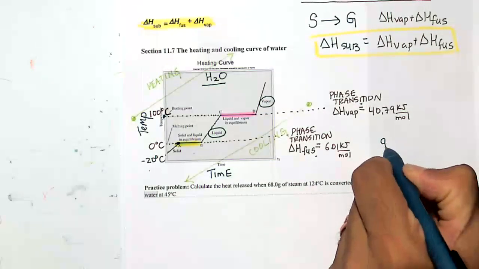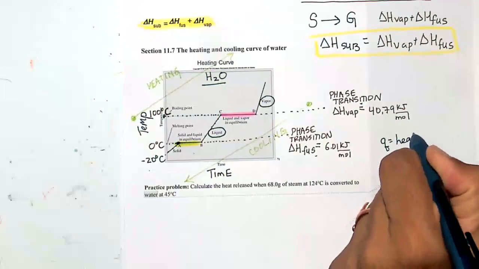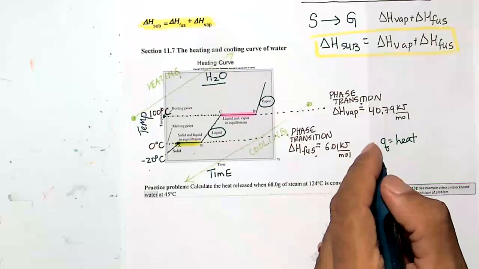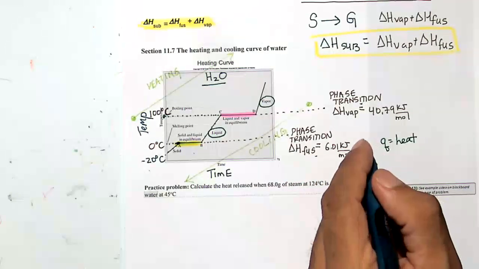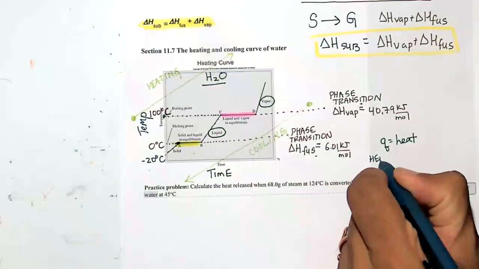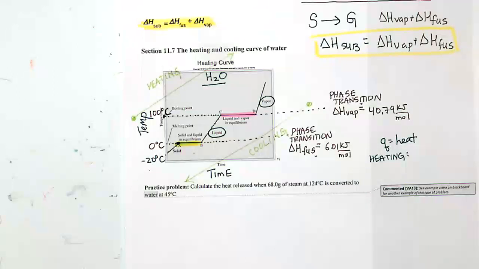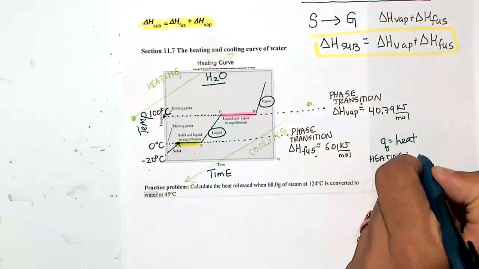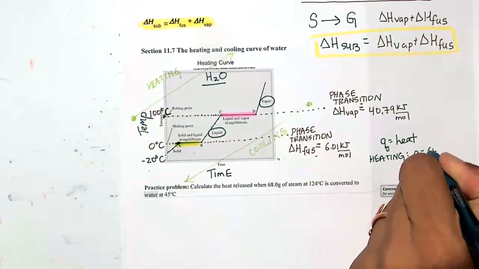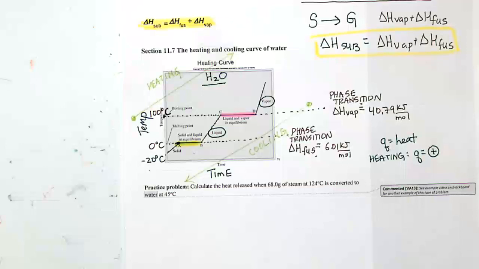Heat is lowercase q. So if we heat something, for those of you that are slightly reminiscent of thermo in Gen Chem 1, what is the sign of the heat? Positive or negative? If you heat something, you're adding energy to the system, and when you add energy to the system, that value becomes positive.